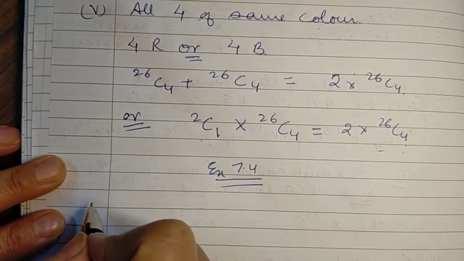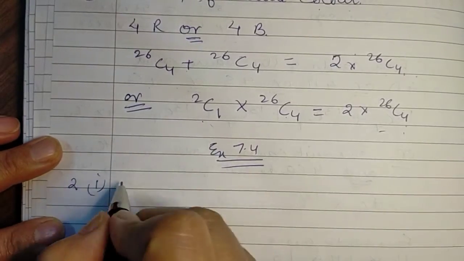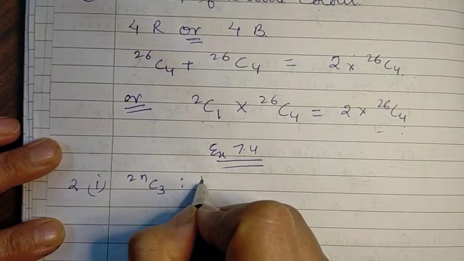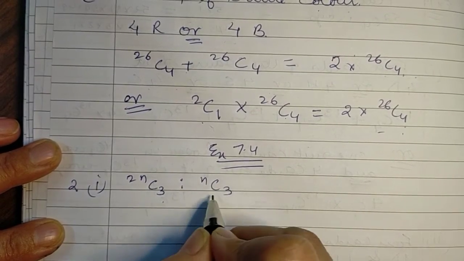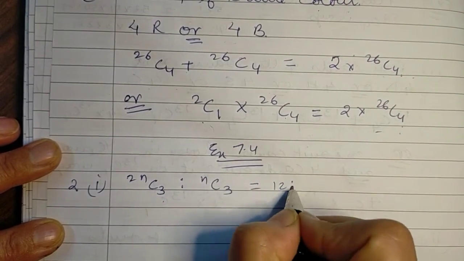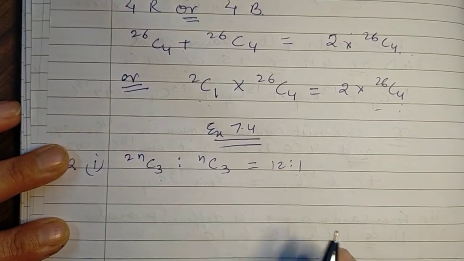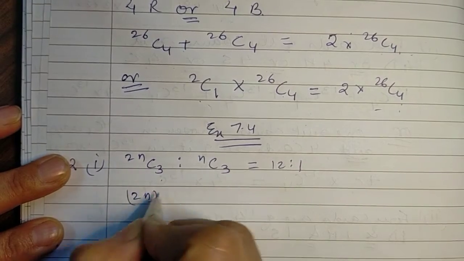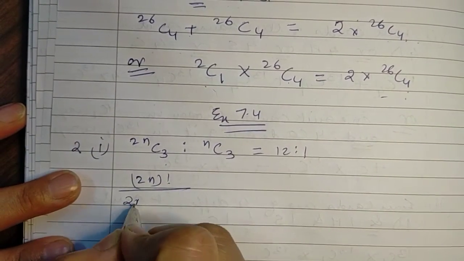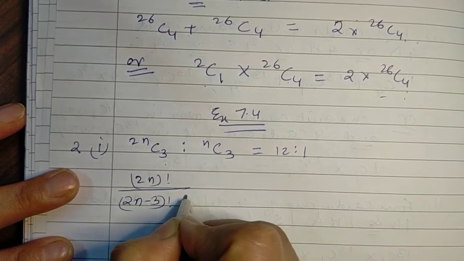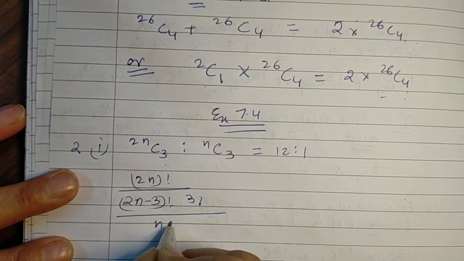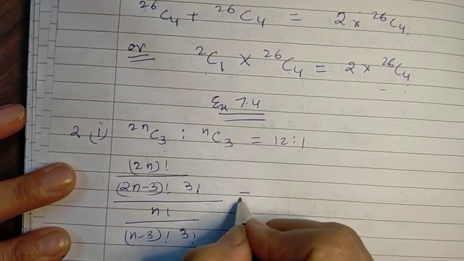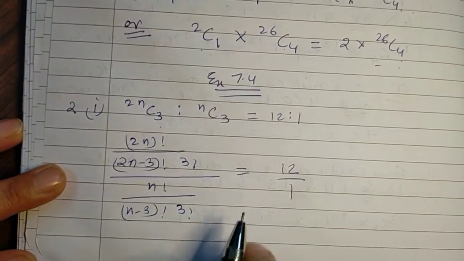Now I'll just take up one part out of it, that is you have to solve the value of n if you are given the ratio 2nC3 is to nC3 is equal to 12 is to 1. The second part you can do on your own on the same lines. So let's take it up. 2n factorial over (2n minus 3) factorial into 3 factorial, whole upon n factorial over (n minus 3) factorial into 3 factorial, equal to 12 upon 1.